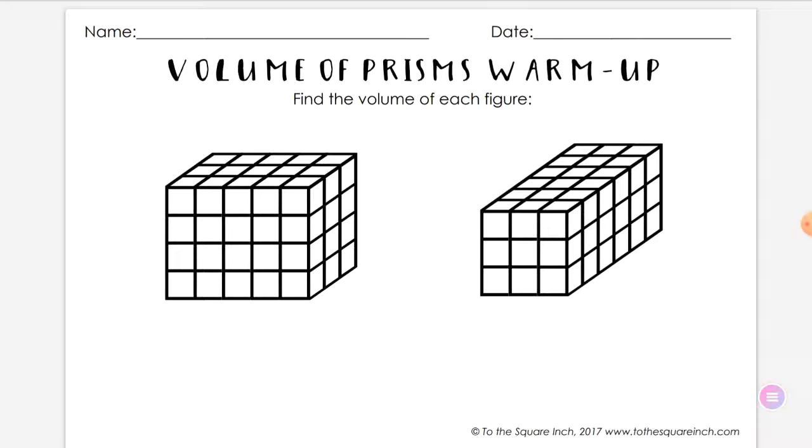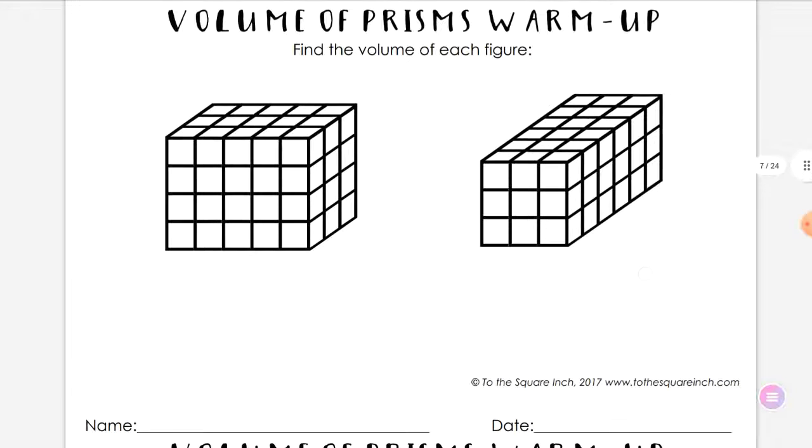It says find the volume of each figure. Jude, what shape do you see on both of those? Rectangular prisms. A rectangular prism. How do we find the volume of any prism? Formula. V equals B times H. V equals capital B times H.